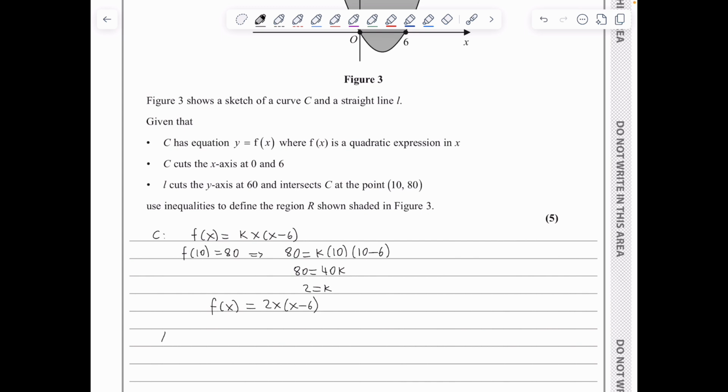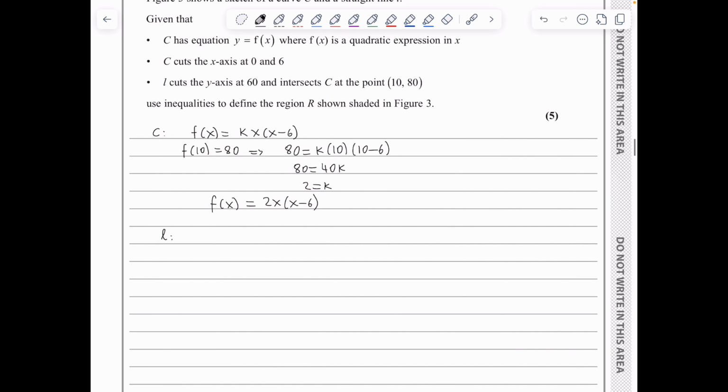Now for the straight line L, I will start by calculating the gradient. I'm doing rise over run, so y2 minus y1 over x2 minus x1, which gives an answer of 2.